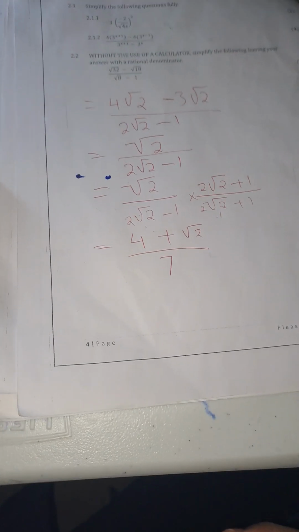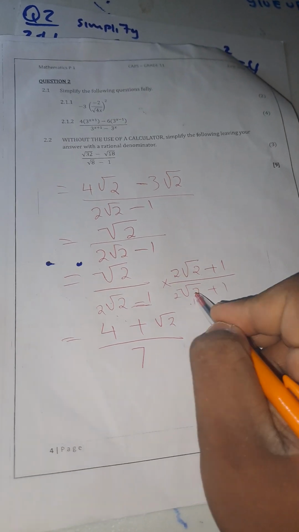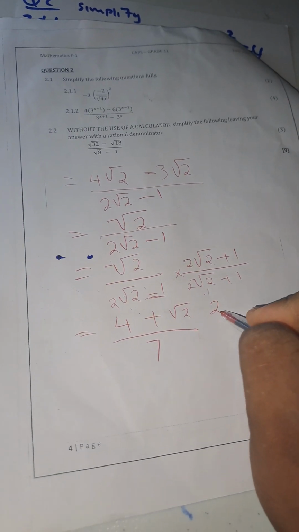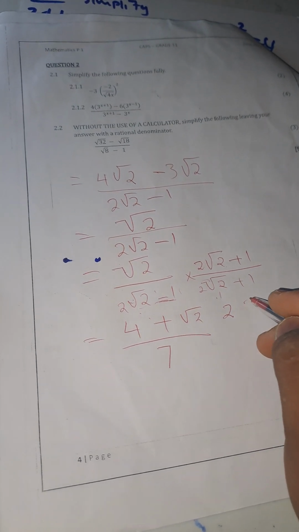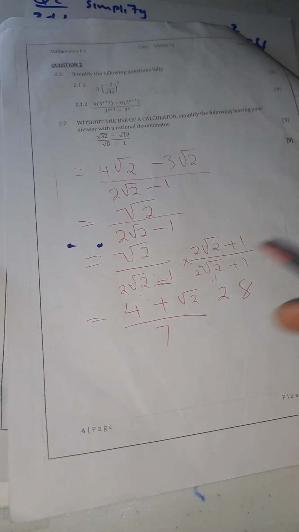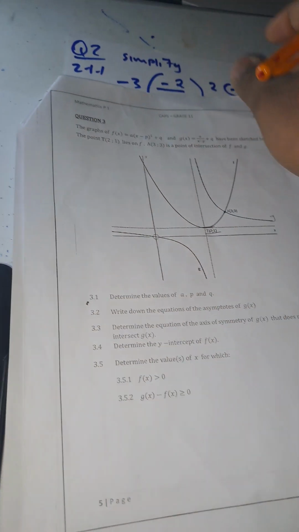I hope you now understand it. Don't forget that you even have this minus. Root 2 times root 2 is 2. And then I'm going to multiply these 2's and it will give you 8. Then you're going to say 8 minus 1. You get 7. Let's go to the next question now.